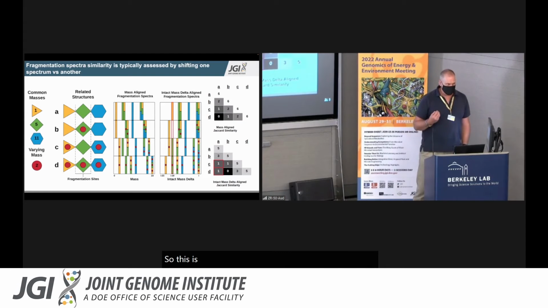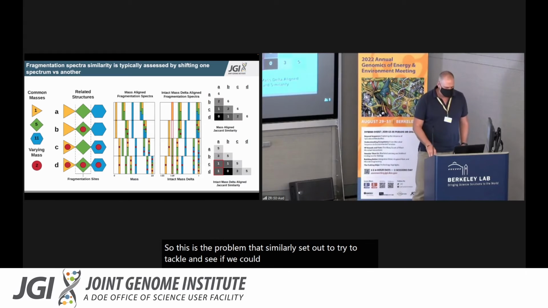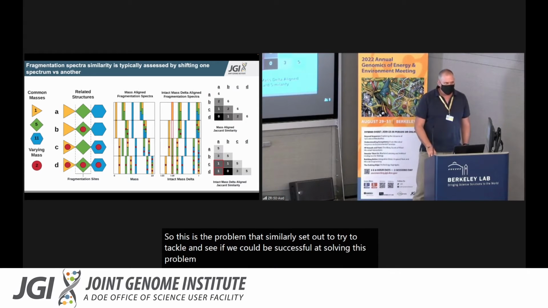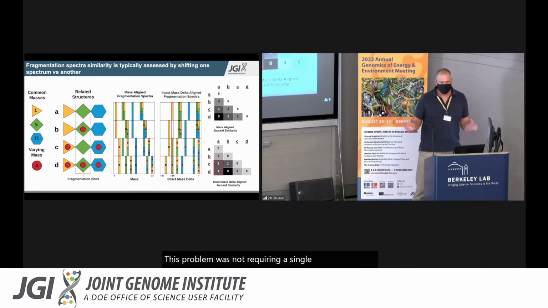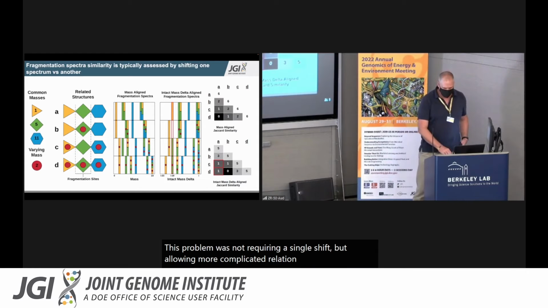So this is the problem that Simile set out to tackle, to see if we could be successful at solving it: not requiring a single shift, but allowing more complicated relationships between pairs of spectra.